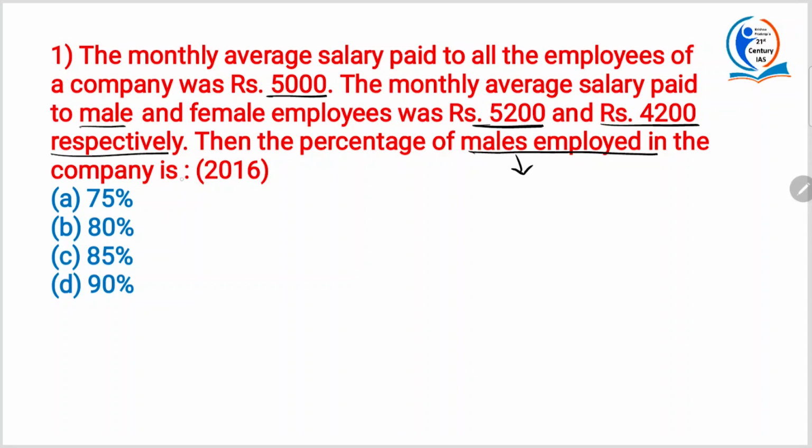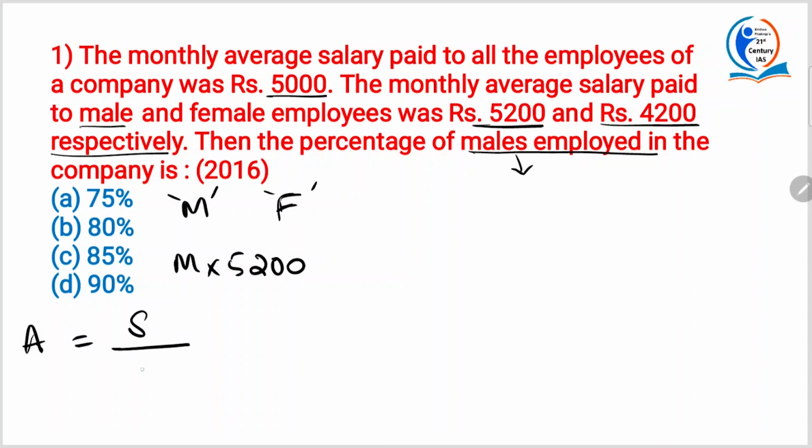Let the number of males employed be M and number of females employed be F. Now, what is the total salary of males? It would be M into 5,200. Why? Because average is equal to sum of observations by number of observations. We have seen yesterday. Now, what will the sum become? It will become average into number of observations. Here, what is the average? It is 5,200 with respect to males. And what is the number of males? That we do not know and we put it as M.